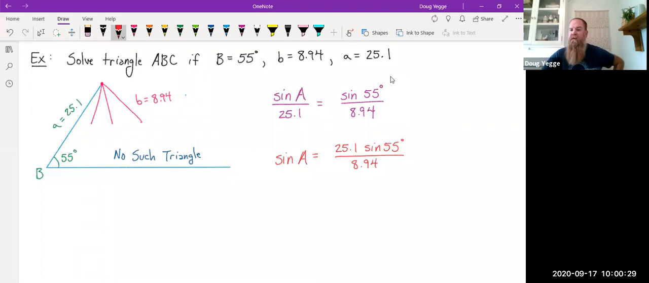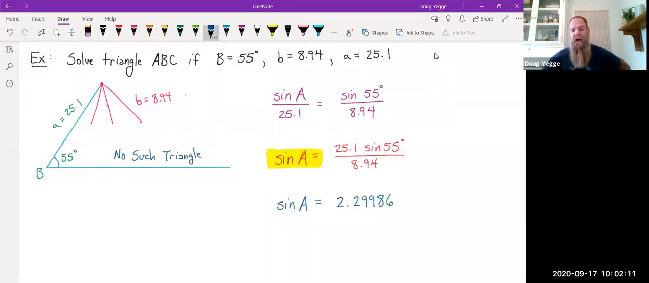So now notice that this is a bit different than what we'd seen previously with the law of sines, because by the time we cross multiplied, we were often finding another side. But now we should realize that what we're solving for here is sine of angle A. So then we're going to have to take sine inverse in order to find what angle A is going to be. So when we simplify this ratio over here, our value ends up becoming 2.29986. And so now we're trying to find when does sine of some angle equal 2.299.